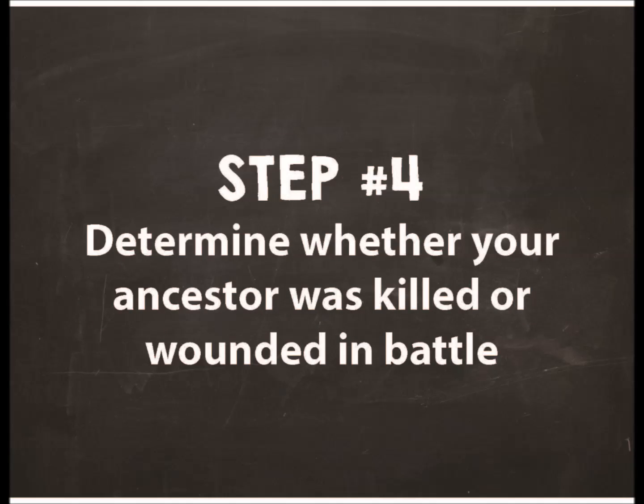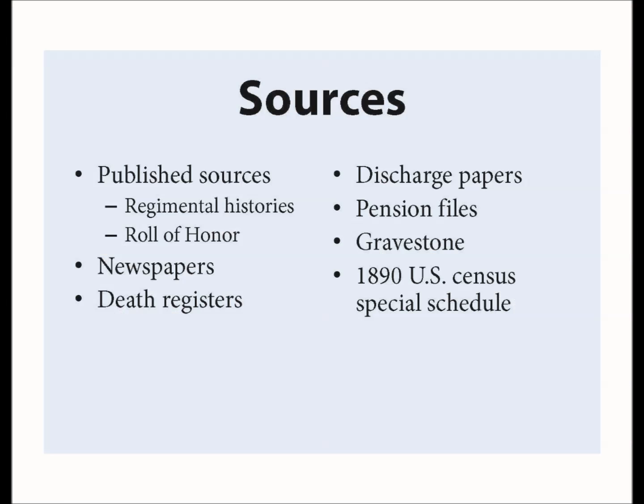Step 4. You want to determine whether or not your ancestor was killed or wounded in battle. With the over 600,000 lives lost during the Civil War, there's probably a good chance that one of your ancestors or a relative of your ancestor died during the Civil War. Sources include both the published records of the regimental histories. These will often list the unit's casualties by company or by the vessel. You may also find your ancestor is included in the Roll of Honor.